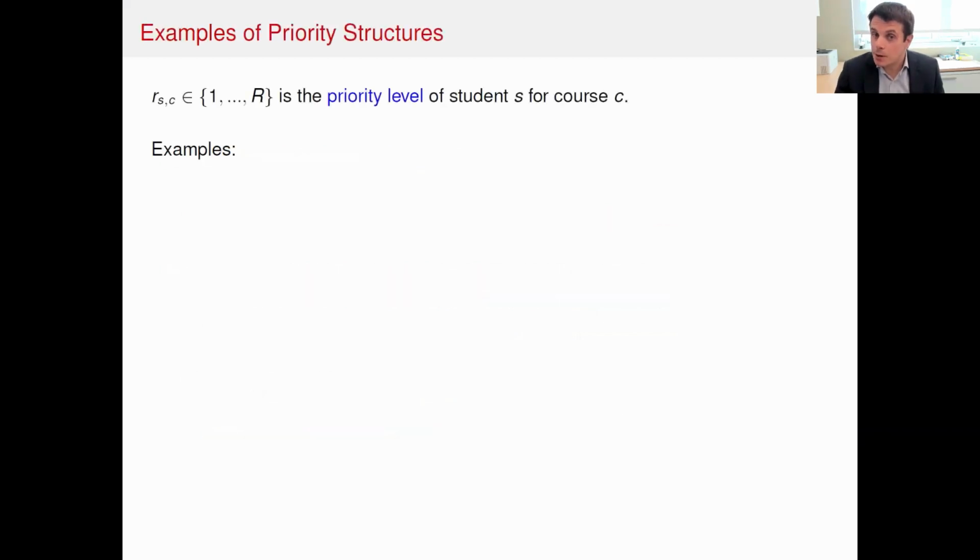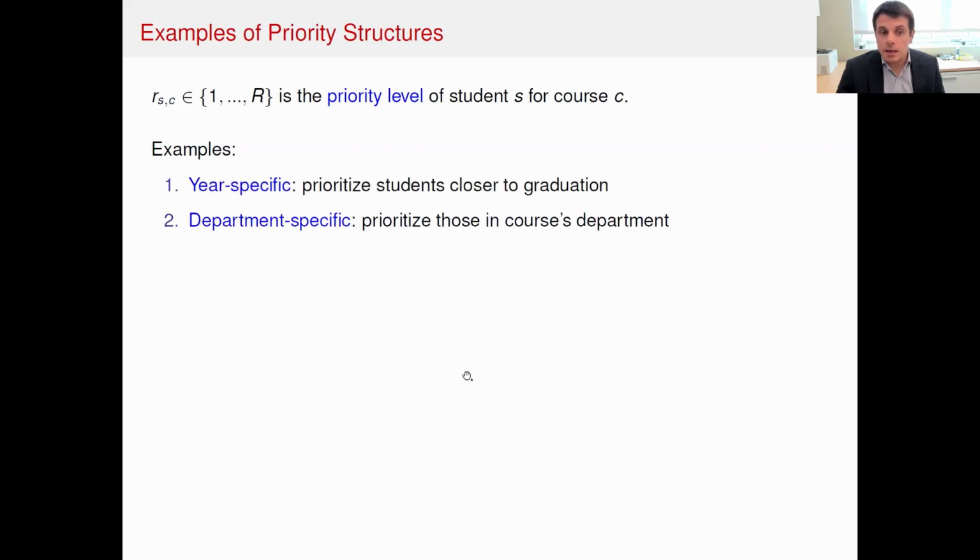Okay, so let me give you an example of priority structure. Typically, as I mentioned in the beginning, in the introduction, we have a combination of two priorities that we observe in the data. So it's year-specific priorities. Students who are closer to graduation have a higher priority, and department-specific. So we prioritize students based on the course department. So if you're from the same department as a course, you have a high priority. These are two priority structures. They can be combined in various ways. From talking to various departments and also looking at websites, there are typically two ways they are combined. We consider one way, and the other way is also in the paper.